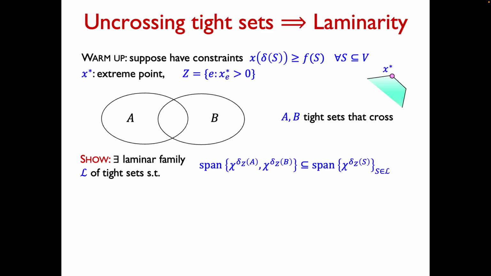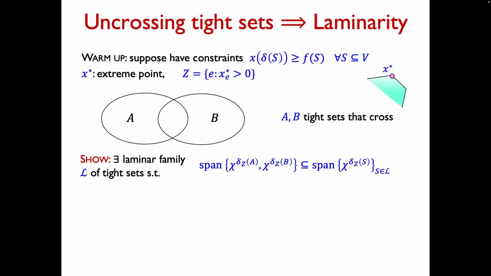What does equivalent mean? It means that if I look at the span of these vectors, where this is the indicator vector of the boundary of the set, I can always preserve the span of my tight constraints. That has to do with the fact that we still want this extreme point. In an extreme point, if the dimension is D, we want D linearly independent tight constraints. We want to make sure that we don't lose that property.